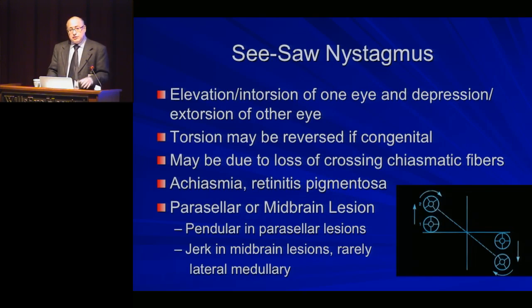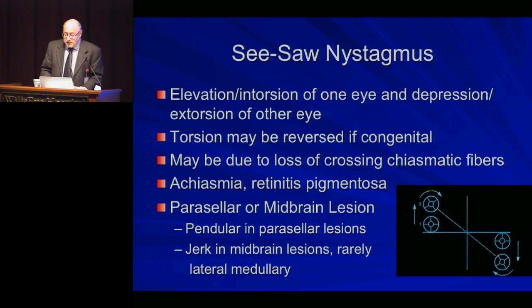Seesaw nystagmus looks like a seesaw. One goes up, one goes down. It's elevation and intorsion of one eye, depression and extorsion of the other eye. If congenital, it could be the reverse. And it's seen with patients, particularly with chiasmal type lesions, parasellar lesions. And that's pendular. In the midbrain, you can get one like this that's rapid, but usually it's a slow pendular nystagmus.